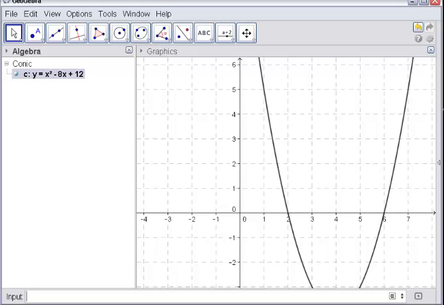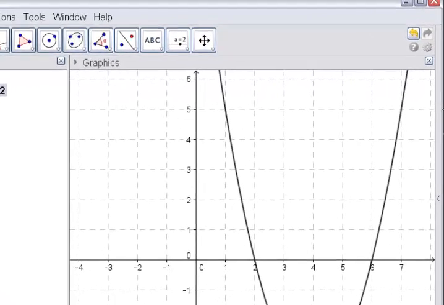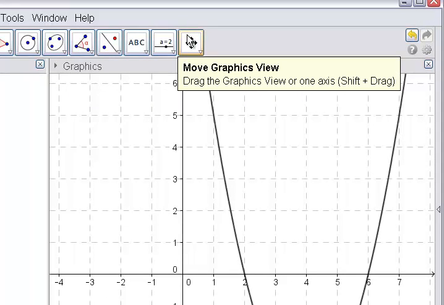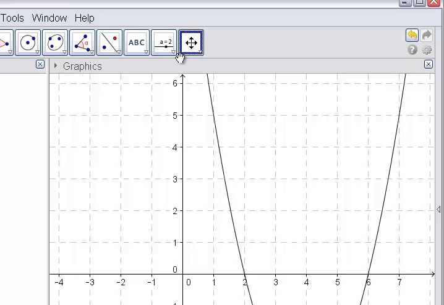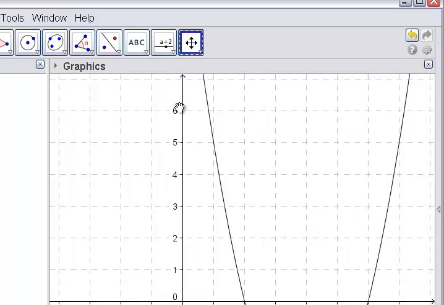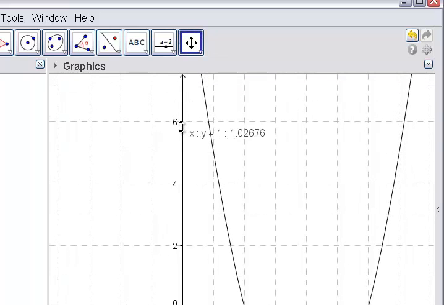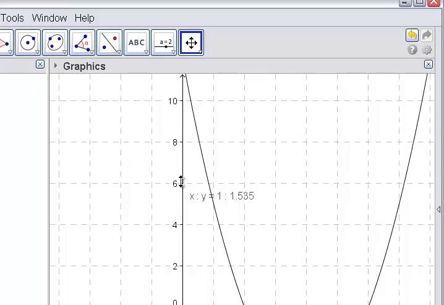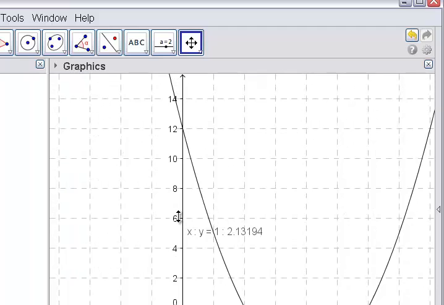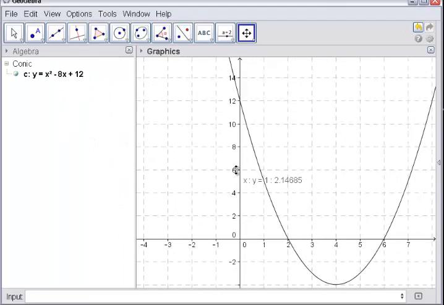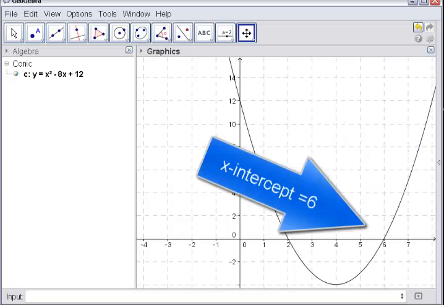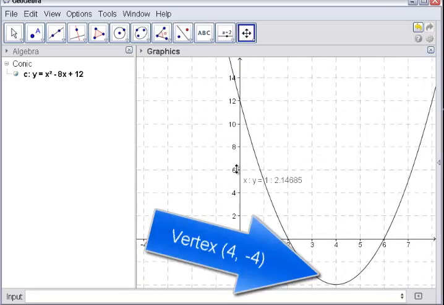Now Geogebra will sometimes have the parabola off the screen, so you're going to have to adjust. I'm zooming in here by rolling my mouse wheel, and then I'm going to take the move button to control the x-axis and the y-axis so I can see the whole parabola. Make sure you label in your sketch the y-intercept, the x-intercepts if there are two, and the vertex as well.